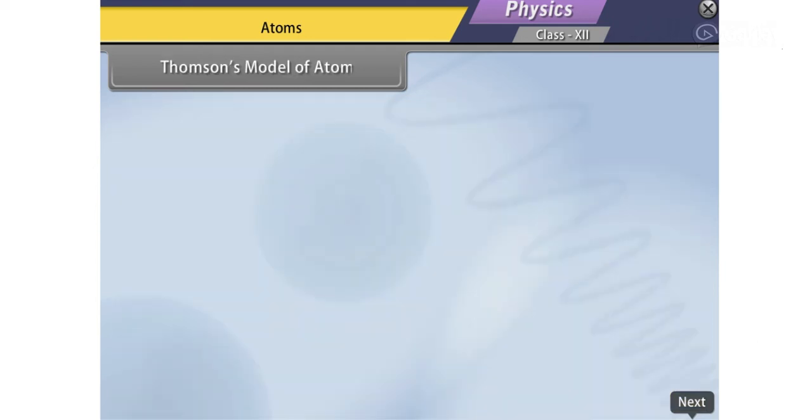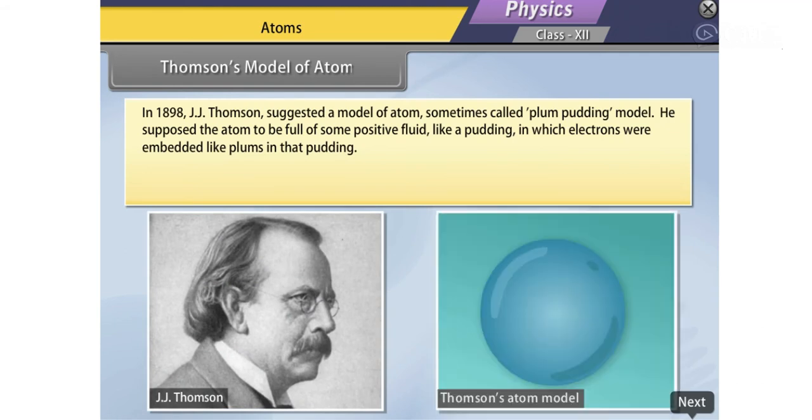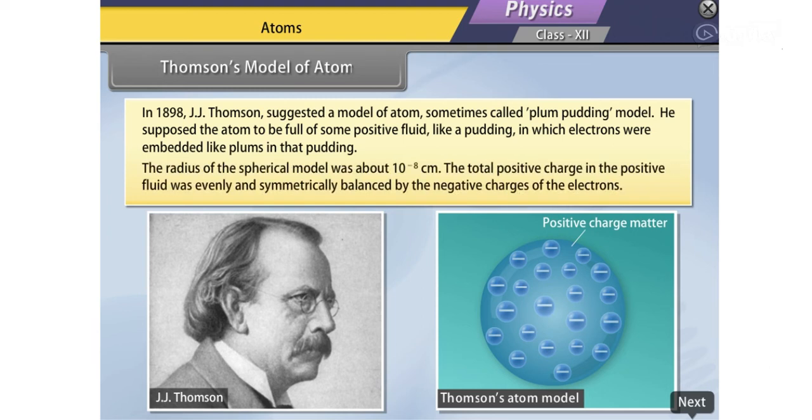Thomson's model of atom. In 1898, J.J. Thomson suggested a model of atom, sometimes called the plum pudding model. He supposed the atom to be full of some positive fluid, like a pudding, in which electrons were embedded like plums in that pudding. The radius of this spherical model was about 10^-8 centimeter. The total positive charge in the positive fluid was evenly and symmetrically balanced by the negative charges of the electrons. But this model was discarded because it failed to satisfy the results of the experiments performed by Rutherford.